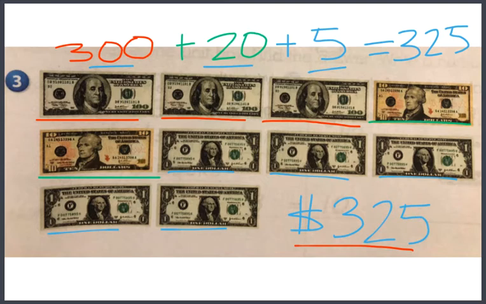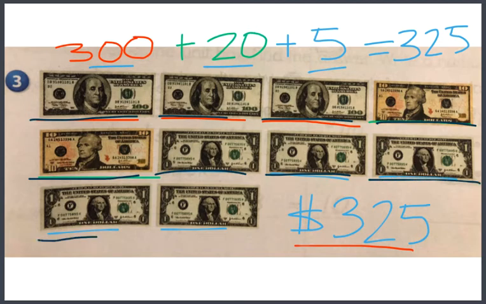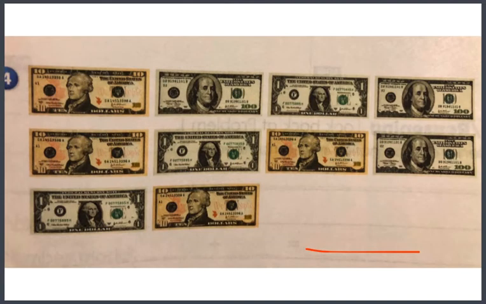You can also keep counting. 100, 200, 300, 310, 320, 321, 322, 323, 324, 325. You can do it that way as well. The first way I showed you is just one way that you can organize your numbers as you're going along.